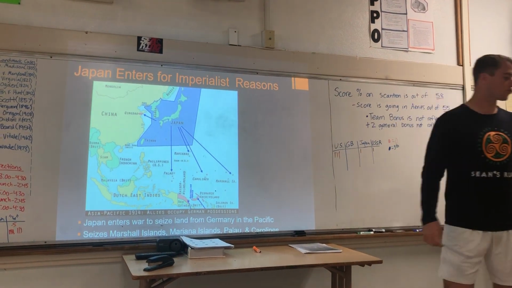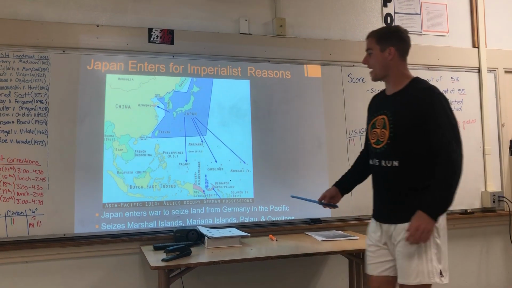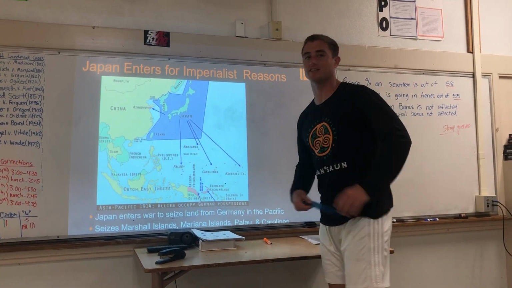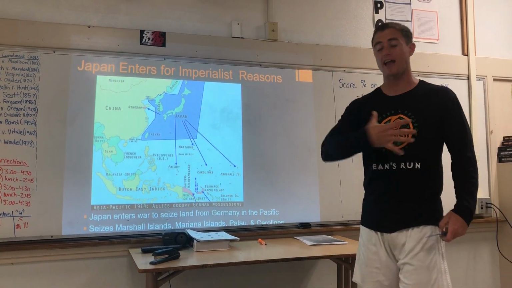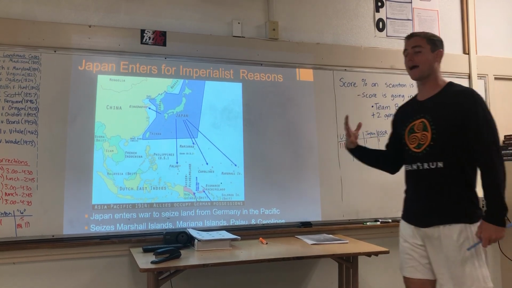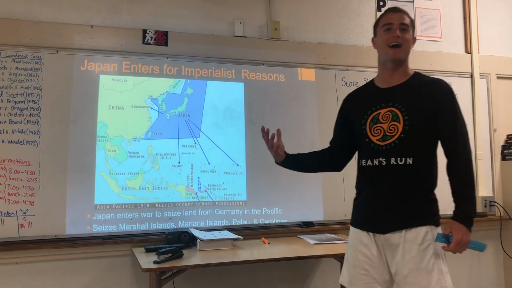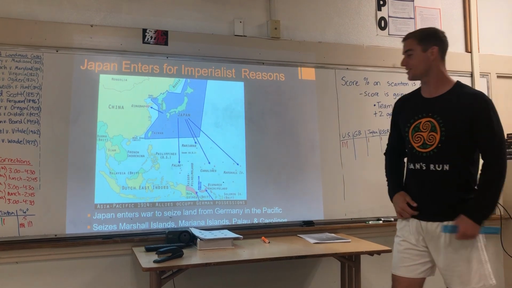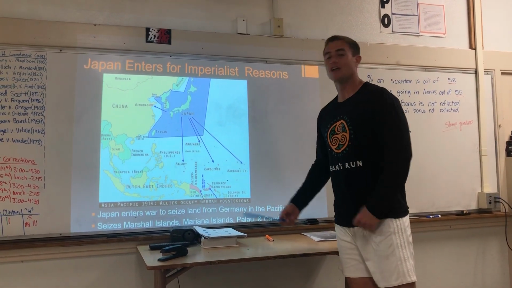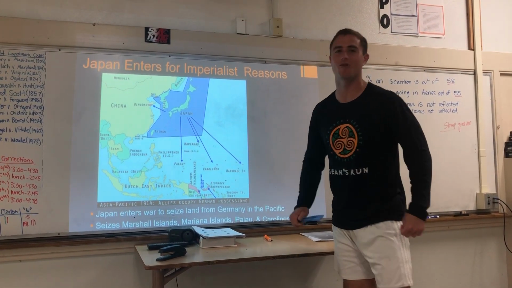Japan enters for imperialist reasons, right? And they're going to move down and seize all of these islands that were controlled by the Germans, and they're going to add them to themselves. My favorite name of one of these German islands that are taken over by the Japanese is modern-day Papua New Guinea. The Germans called it Kaiser Wilhelm Island.